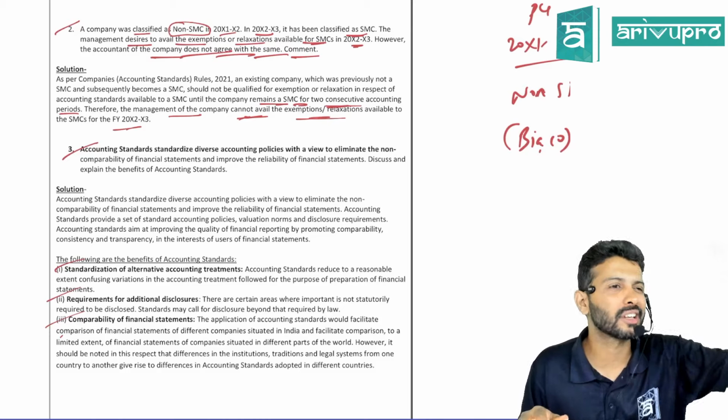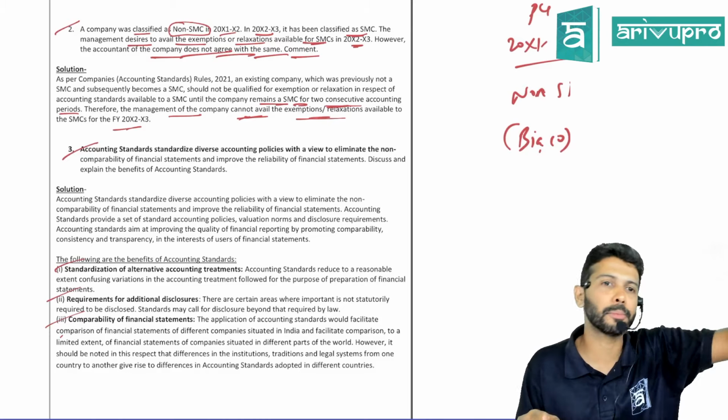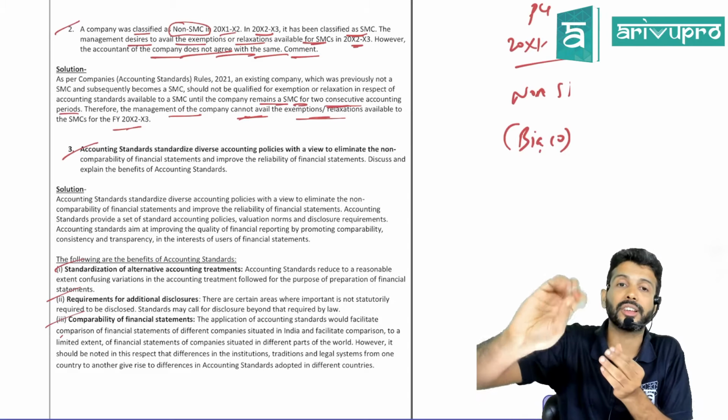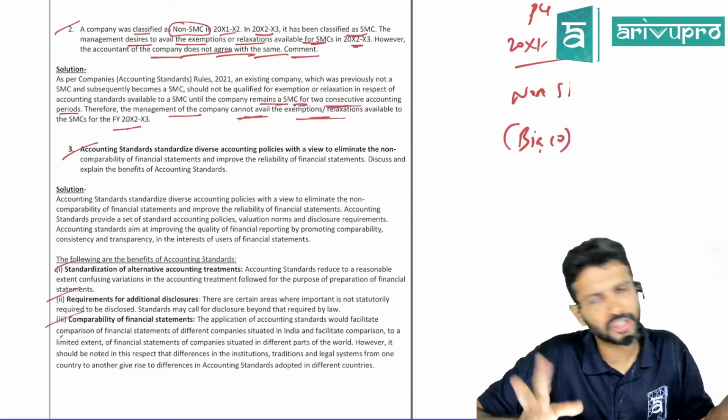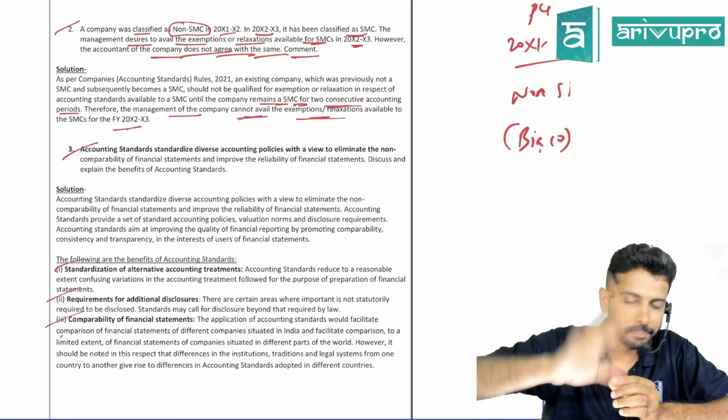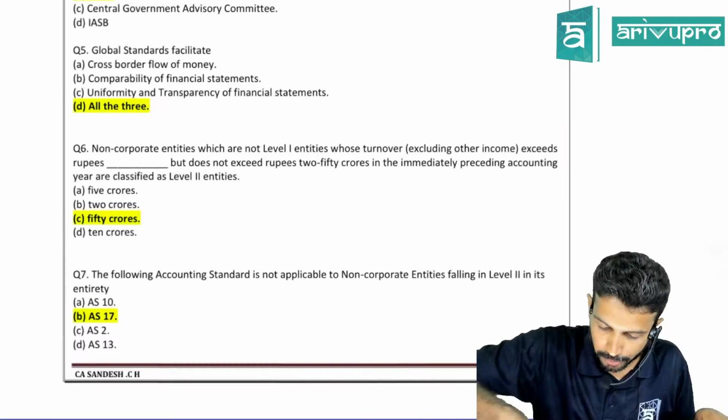What are the benefits of accounting standards? Standardization makes the financial statements more comparable. Accounting standards also require some additional disclosures, so that it will help the users to analyze financial statements better.